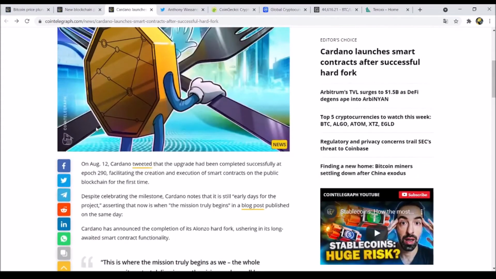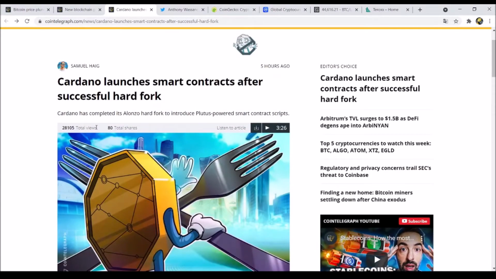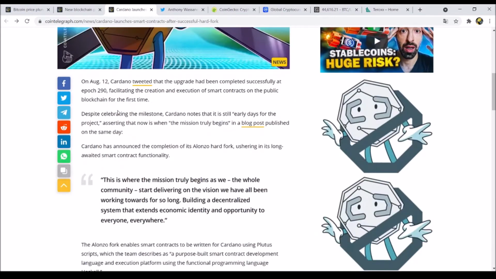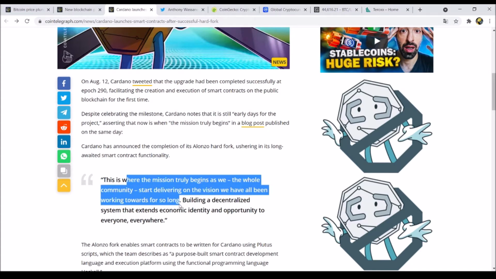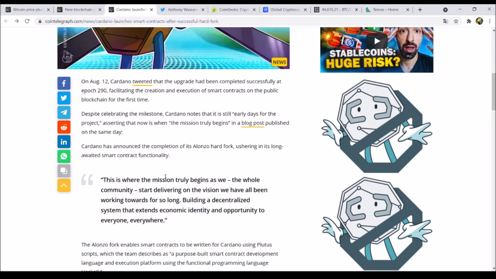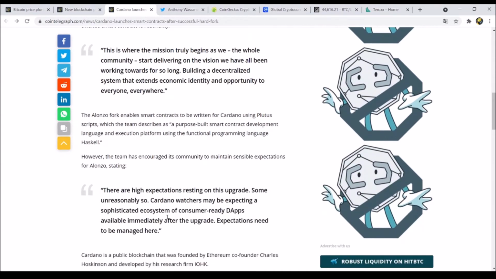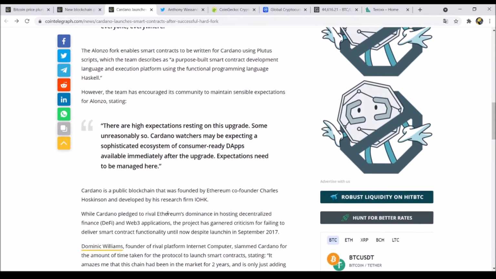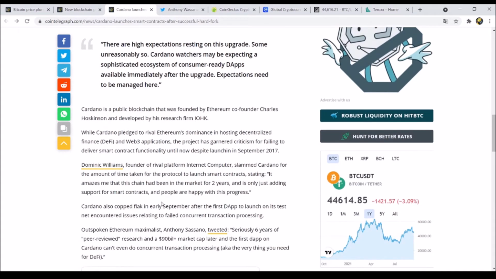Cardano launched a new smart contract program, or rather they fulfilled a hard fork and finished the Alonzo protocol. Quite interesting that there are now smart contracts available on Cardano, and now this is where the mission truly begins. We start delivering on the vision we all have been working towards for so long. So everything before seems to be just working towards this target, and now it's going live. High expectations are resting on this upgrade, and now dApps are easily programmable via Cardano. Quite interesting to see what will happen long term.